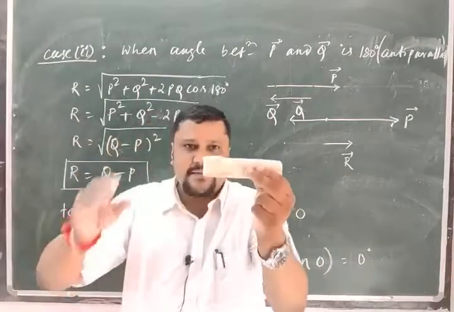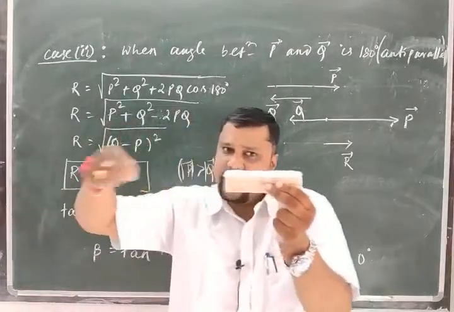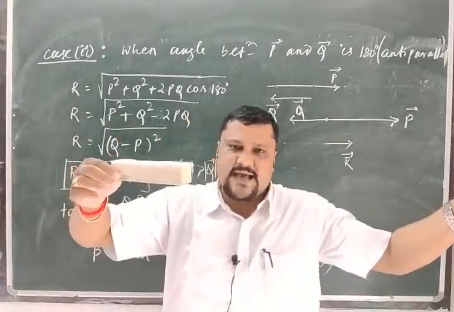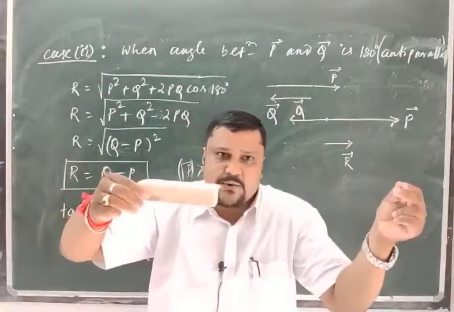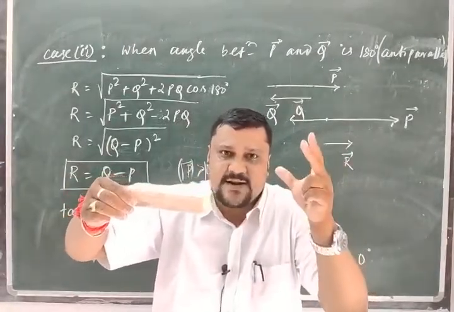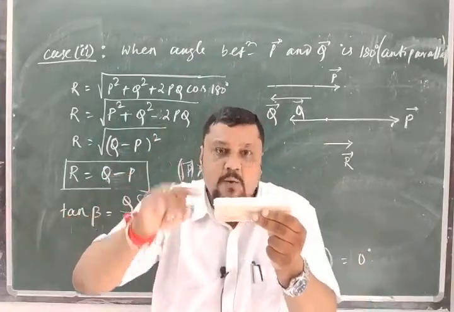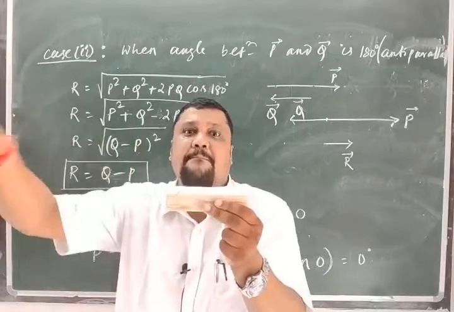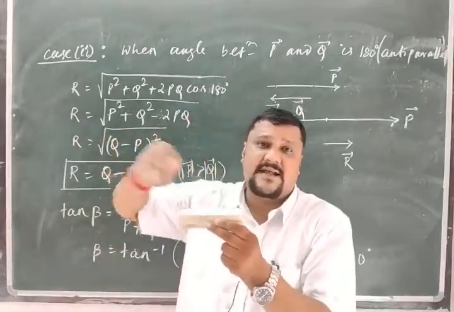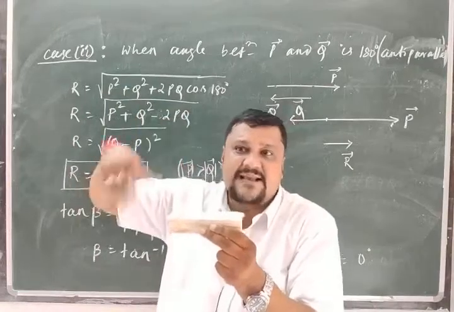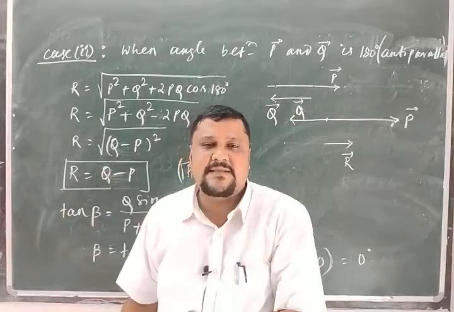It means if this is the body, 3 Newton acting along this direction, clear? 2 Newton acting along this direction. So this P and Q, P is greater than Q, the magnitude of the resultant is 3 minus 2, that is 1 Newton, along what direction? Along the direction of P, which means on the larger side vector. The vector whose magnitude is larger, the resultant will be on that side, because beta is the angle with P.